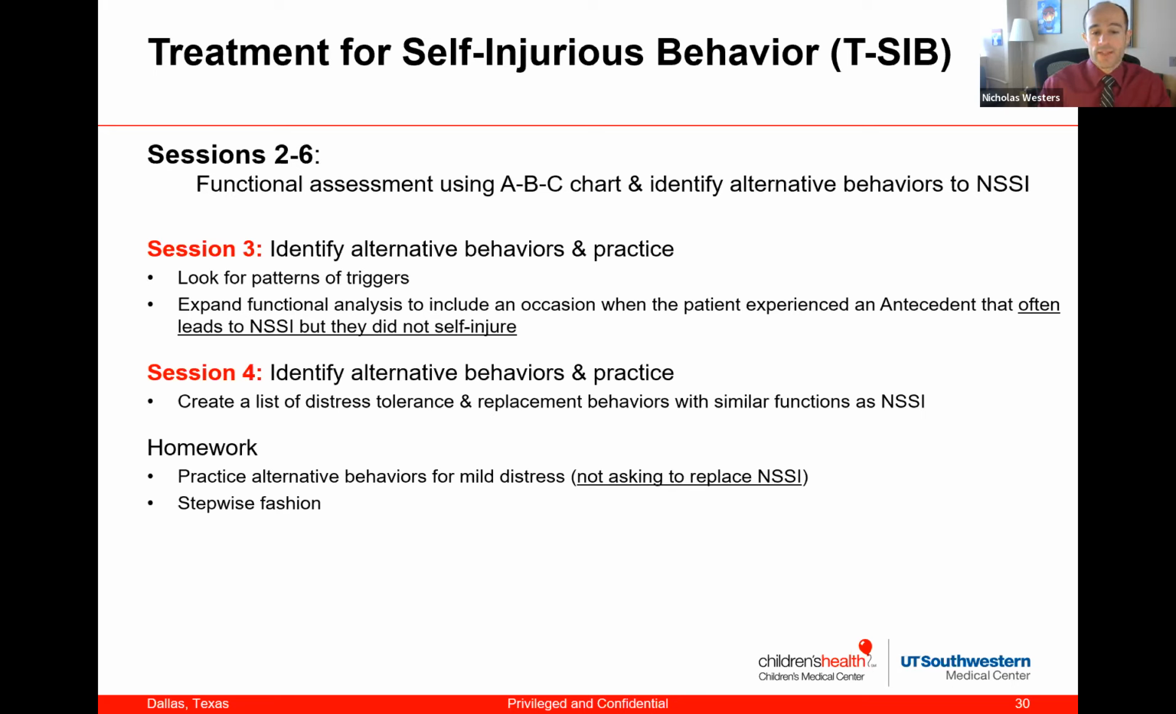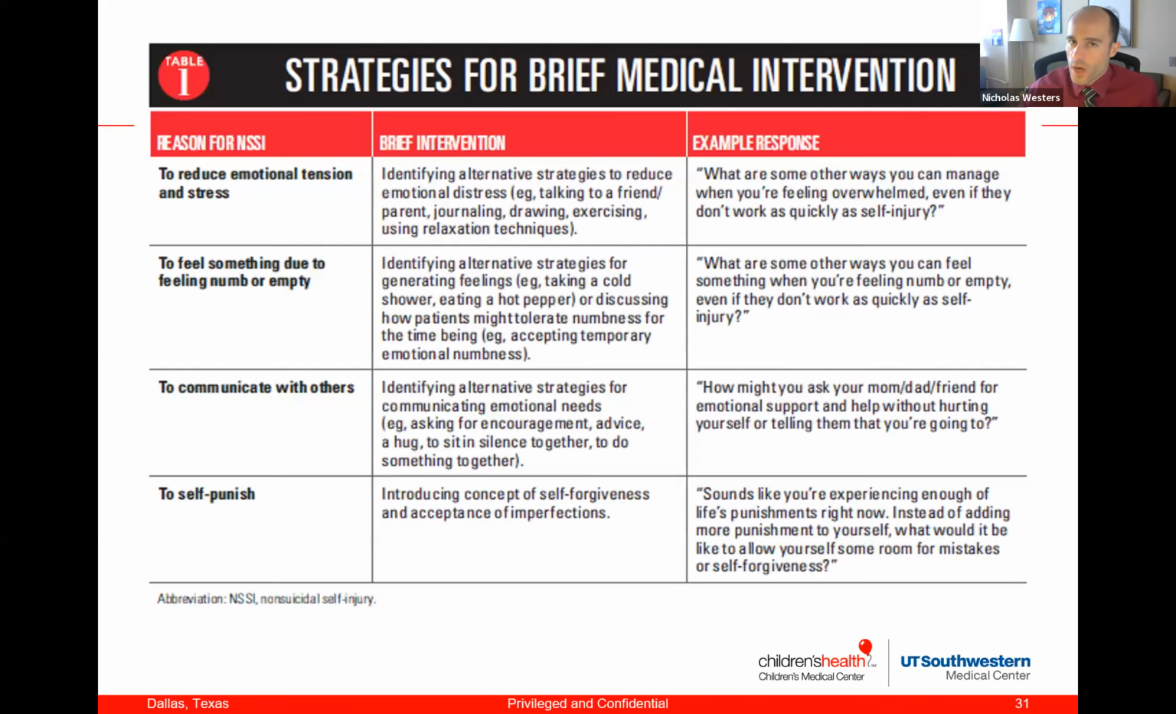So again, we're not asking to replace self-injury, and we're going to talk about the stepwise fashion in a moment. But this is from the SOARS article that I usually talk about in the first half of the presentation. Finding out the function of the behavior is really important, because I think we sometimes pretend that doing something different that serves a similar function is really easy, but in reality, it takes a lot longer. For instance, if they self-injure to find relief from emotional tension, we might explore alternative strategies like talking to a friend or a parent, or journaling, drawing, exercising, using relaxation techniques.